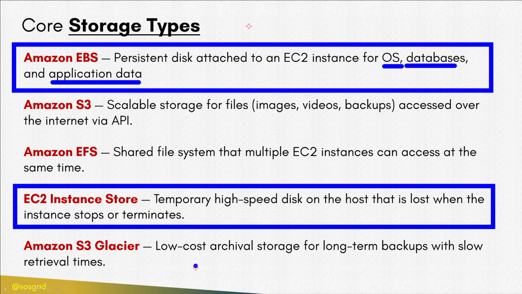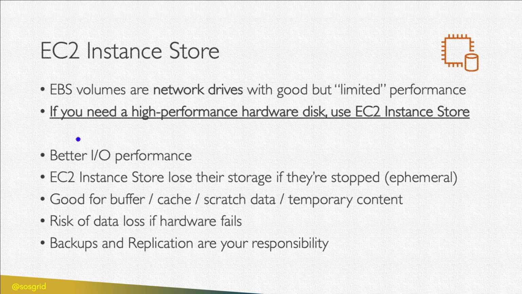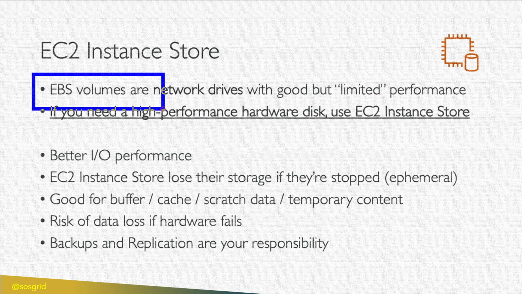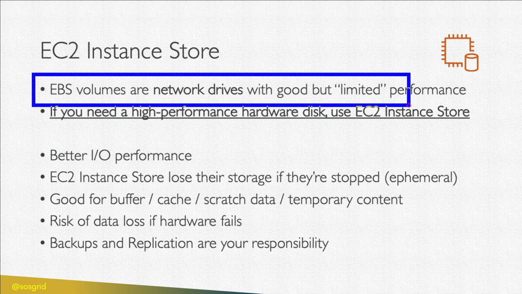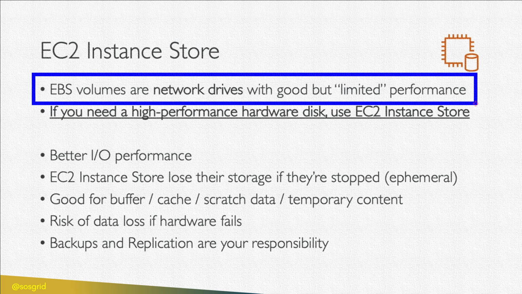Now this EC2 instance store is a much better one in this case, but there is also an issue with it. So first of all, just to summarize what EBS is, EBS volumes are network drives with good but limited performance. The EBS volumes we learned about in the last class are network attached. If you need it, it will be connected through the network, right?